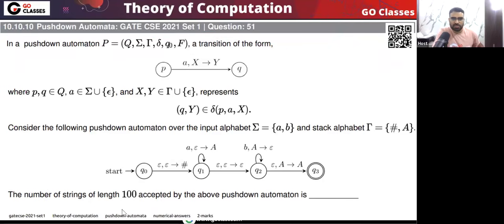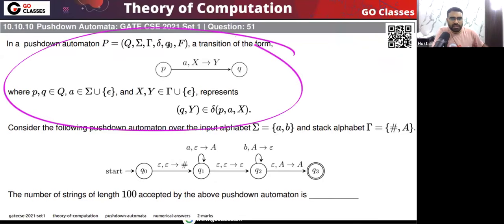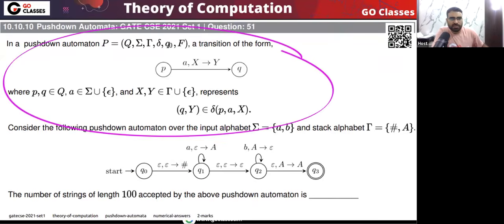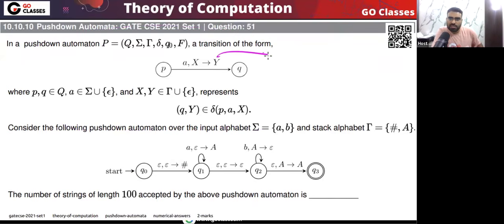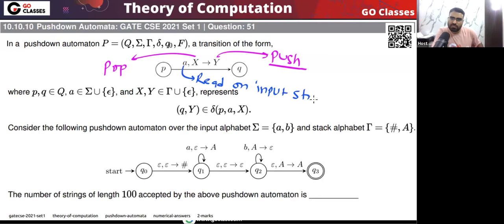There is nothing difficult in this question, so let's see this. Here you can see the definition of the PDA transition is given to you, which we already understand. Basically, this Y is what we will push, and this X we will pop. And this A we will read on the input string. So this is the idea.